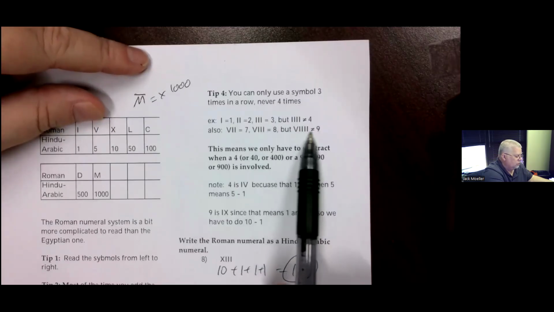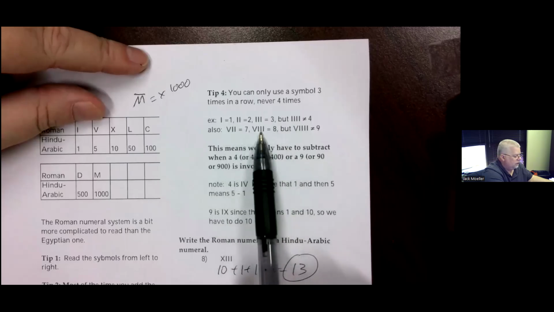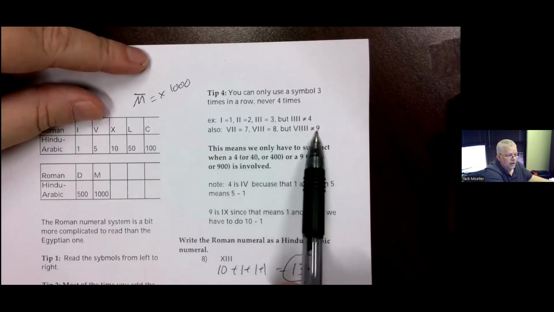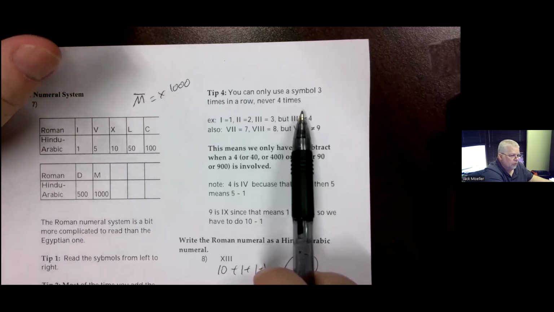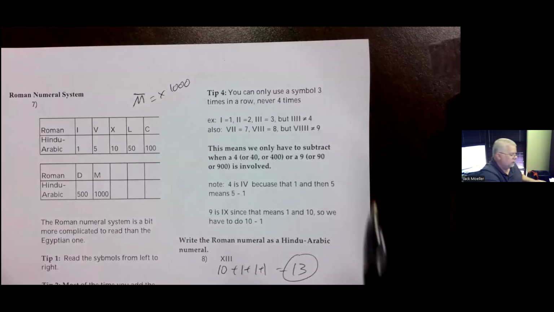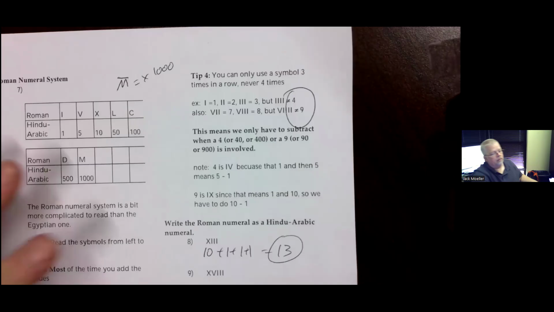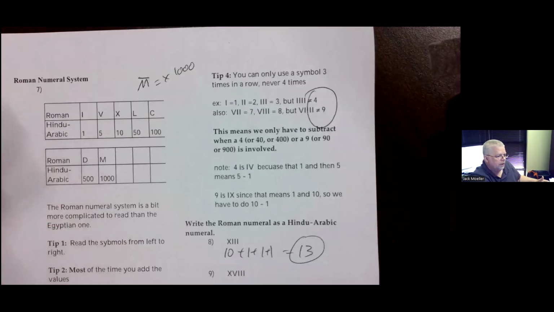And also, if you get above 5, so VII would be 7, the 3 I's would be 8, but you can't do V and 4 I's to get 9 because that would put 4 I's in a row. You're only allowed to use a symbol 3 times in a row before you have to change symbols. And if you notice, it's the 4 and the 9 that we can't get to by repeating symbols.